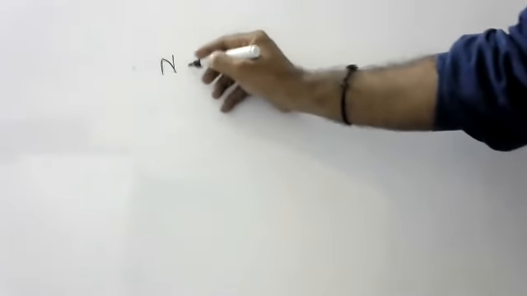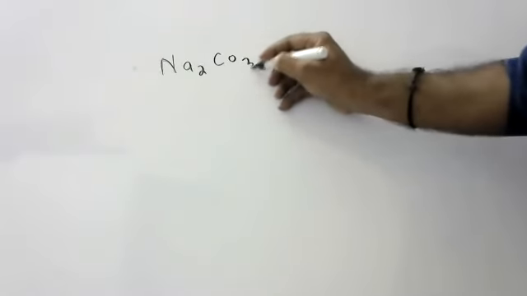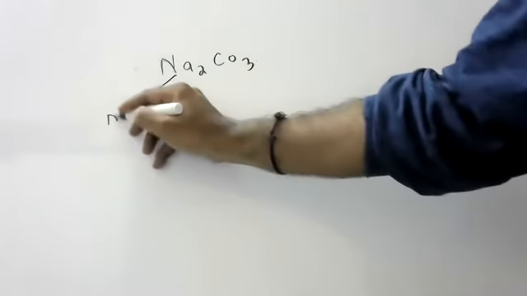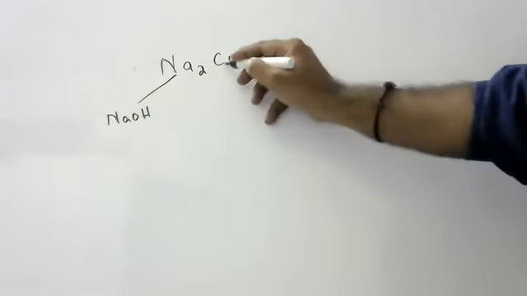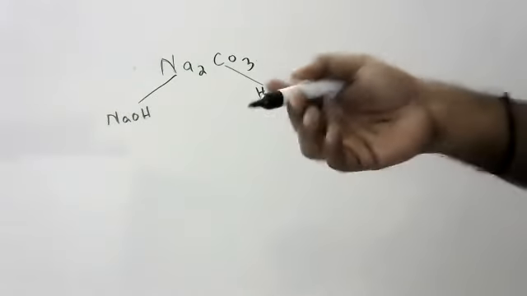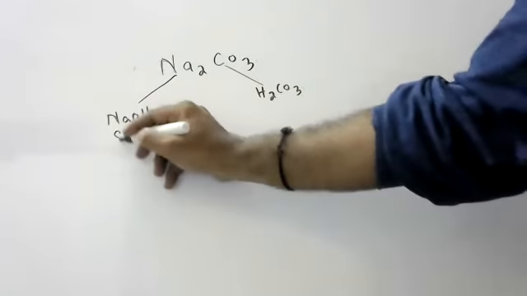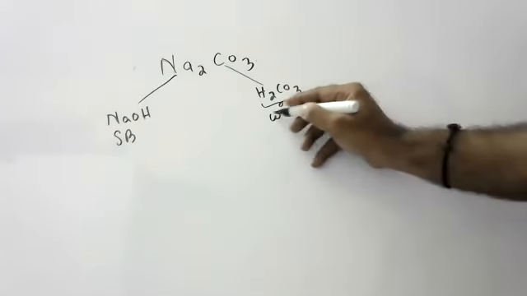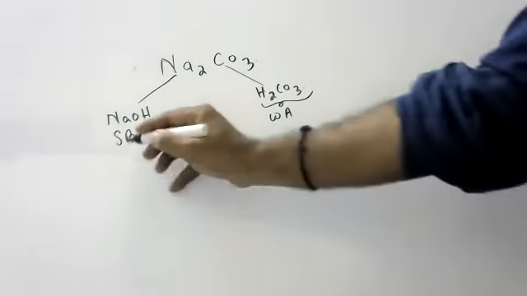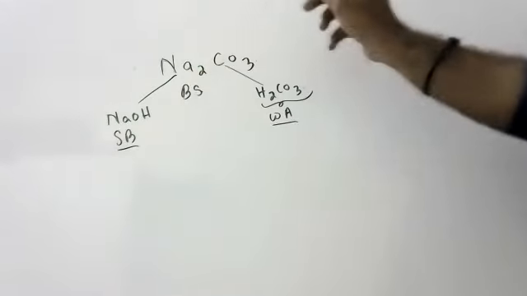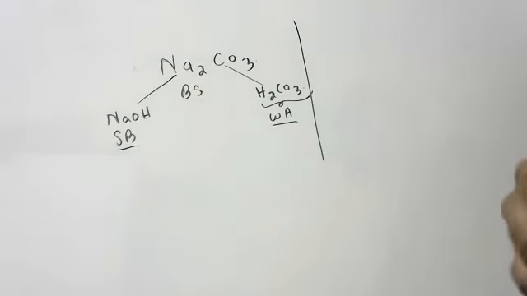Suppose in an exam they ask about sodium carbonate. What type of salt is it? Immediately you should see what the base is, NaOH. What is the acid from which it came? Carbonic acid. Sodium hydroxide, I told you, is a strong base, like sodium and potassium. And carbonic acid is a weak acid, I told you. A salt formed from a strong base and weak acid is what salt, children? Basic salt. You should be in a position to identify it.